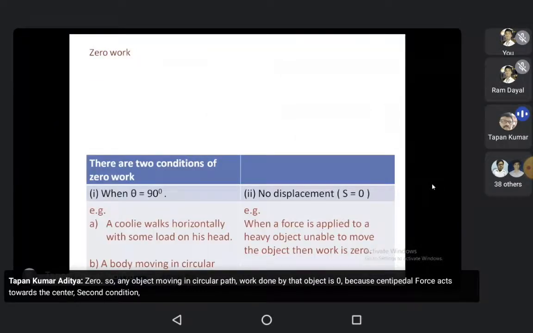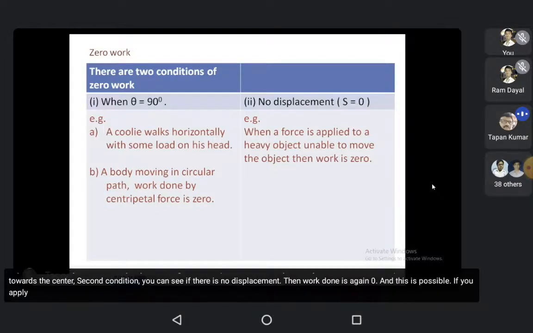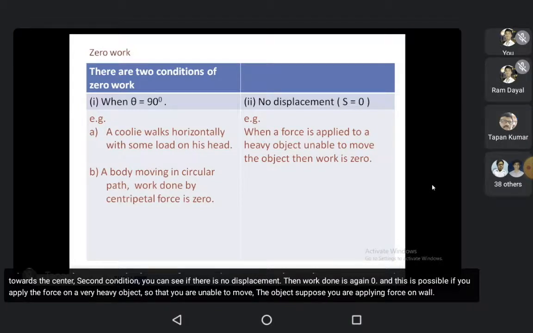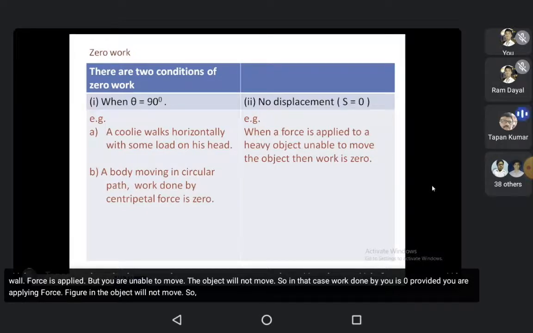Second condition, you can see, if there is no displacement, then work done is again 0. And this is possible if you apply force on a very heavy object so that you are unable to move the object. Suppose you are applying force on a heavy wall. Force is applied, but you are unable to move it. The object will not move. So in that case, work done by you is 0, provided you are applying force. Okay? The object will not move, so work done by the applied force is 0.